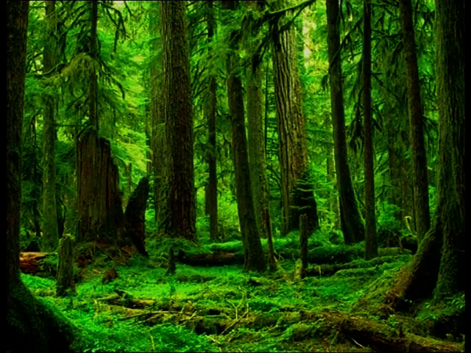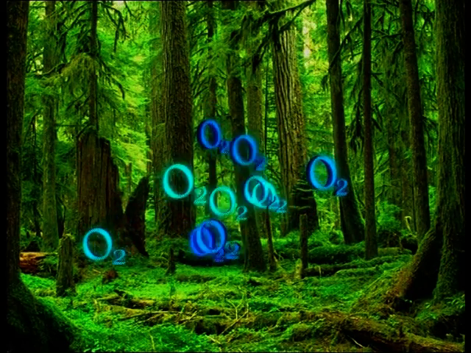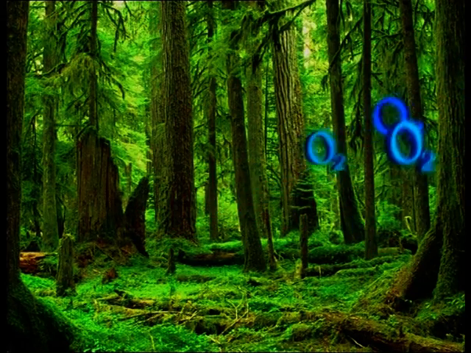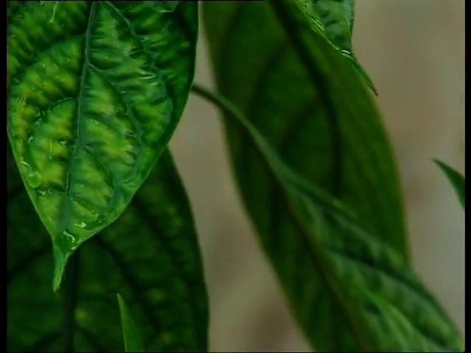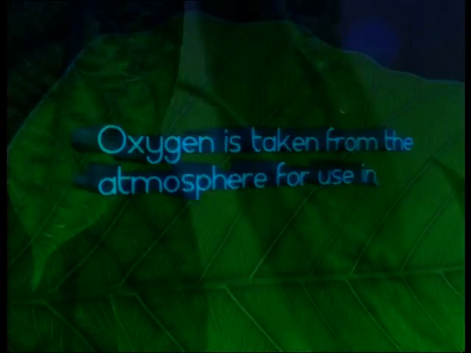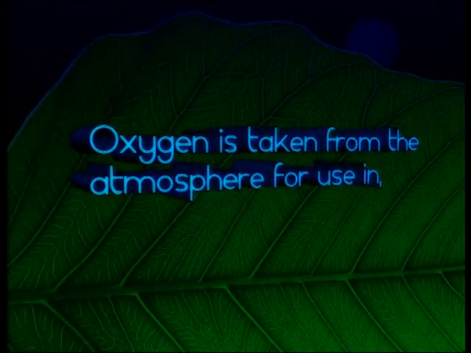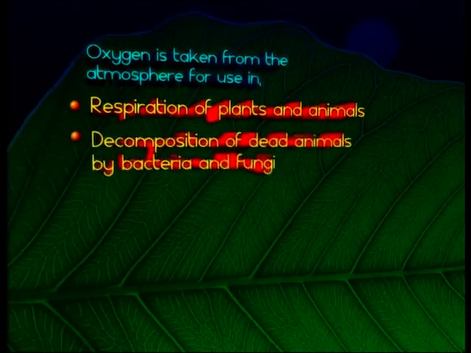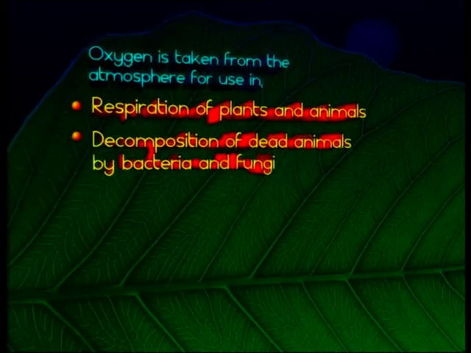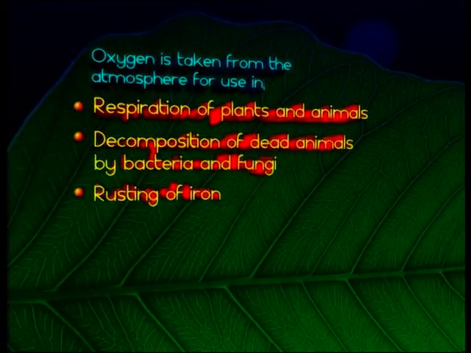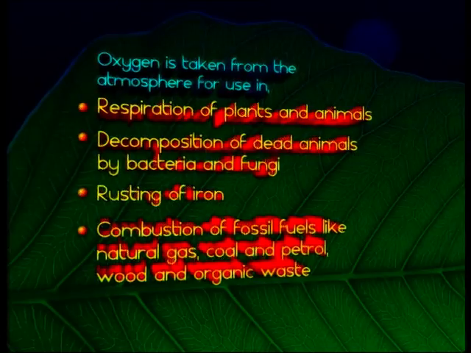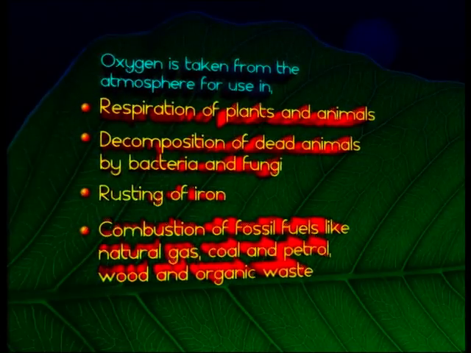Plants mark the beginning of the oxygen cycle through photosynthesis. Plants absorb carbon dioxide and release oxygen. Oxygen is taken from the atmosphere for use in respiration of plants and animals, decomposition of dead animals by bacteria and fungi, rusting of iron, combustion of fossil fuels like natural gas, coal and petrol, wood, and organic waste.